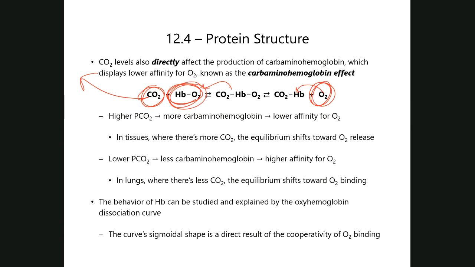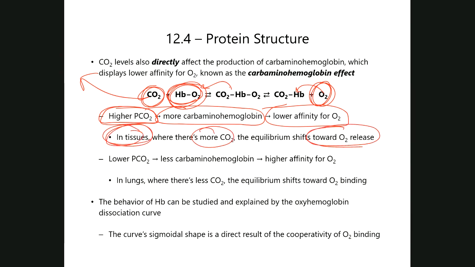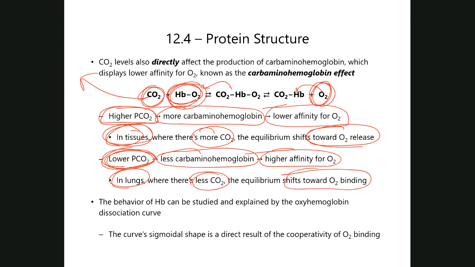So again, when you have a higher PCO2, you're going to have more carbaminohemoglobin, and a lower affinity for oxygen. Where is this good? In the tissues, because with more CO2, oxygen release is facilitated. Okay? In the lungs, where you have a lower PCO2, you're going to have less carbaminohemoglobin. That increases the affinity of hemoglobin for oxygen. In the lungs we have less CO2, and that shifts this whole process towards oxygen binding, which is exactly what we want to happen at the level of the lungs, okay?